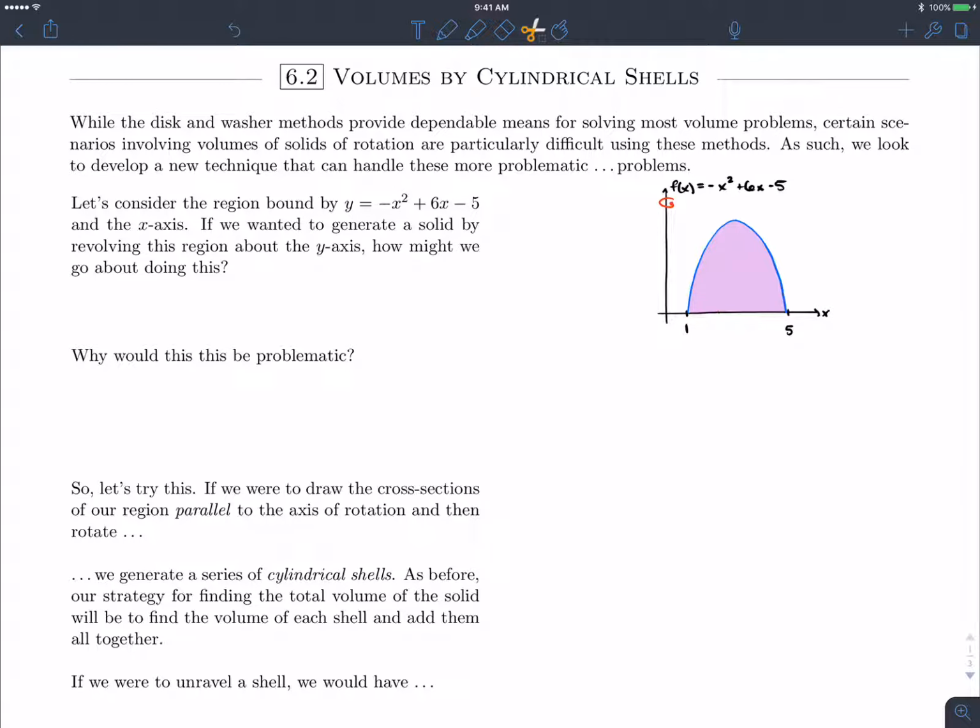So to get started, let's consider a quadratic function, y equals negative x squared plus 6x minus 5, and we're looking at the region bound between that curve and the x-axis. Let's say we wanted to generate a solid by revolving that region around the y-axis. How might we go about doing this?